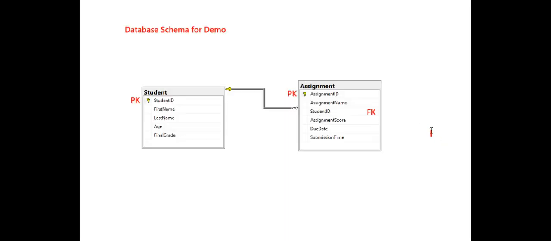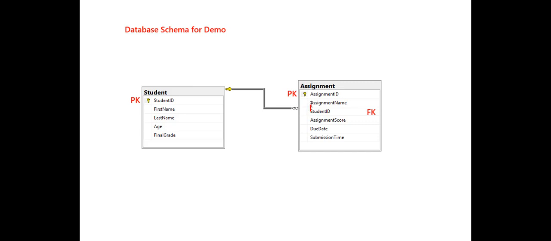Alright, so here's the database schema for today's demo. We've got two tables. We've got the student table, which has student ID as the primary key, and it also includes 4 columns: first name, last name, age, and the final grade. And we've got another assignment table, where assignment ID is the primary key, and it has student ID as a foreign key linking to the student table.